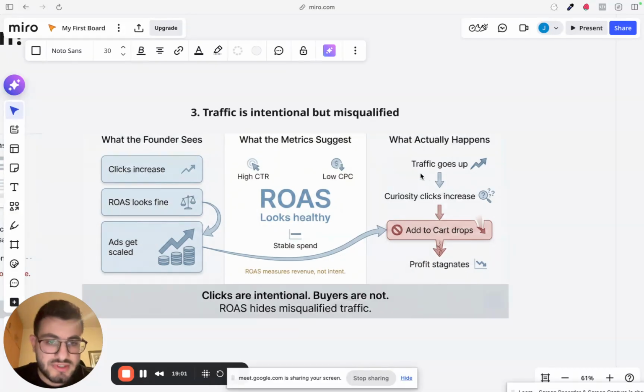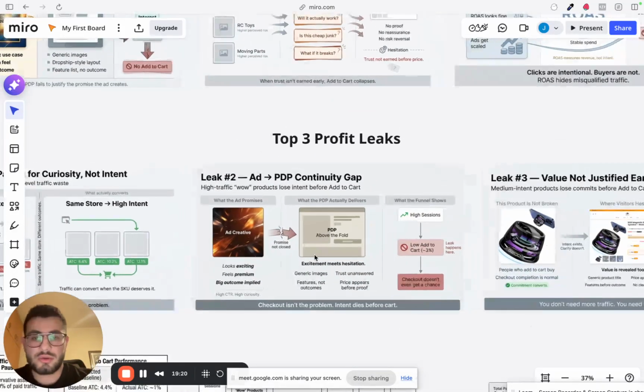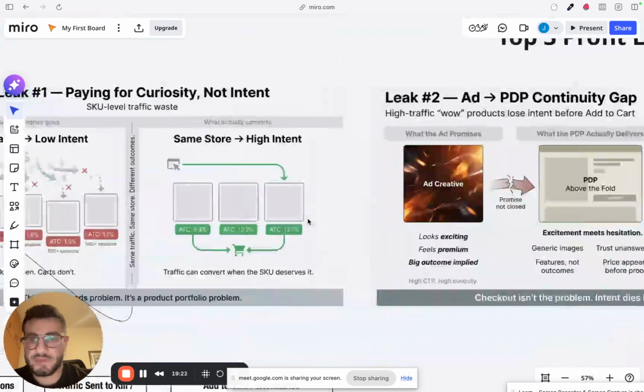So what actually happens is traffic goes up, curiosity clicks increase, so people click due to curiosity, but they drop on the add to cart just because they're curious. They just come to look at the price or look at the product or something like that, which is why your profit stagnates. Now, your top three profit leaks, as promised.